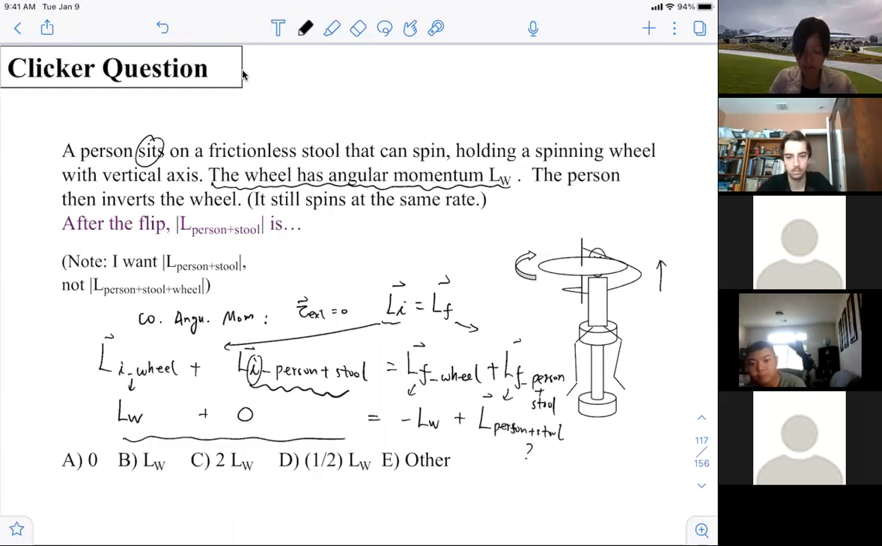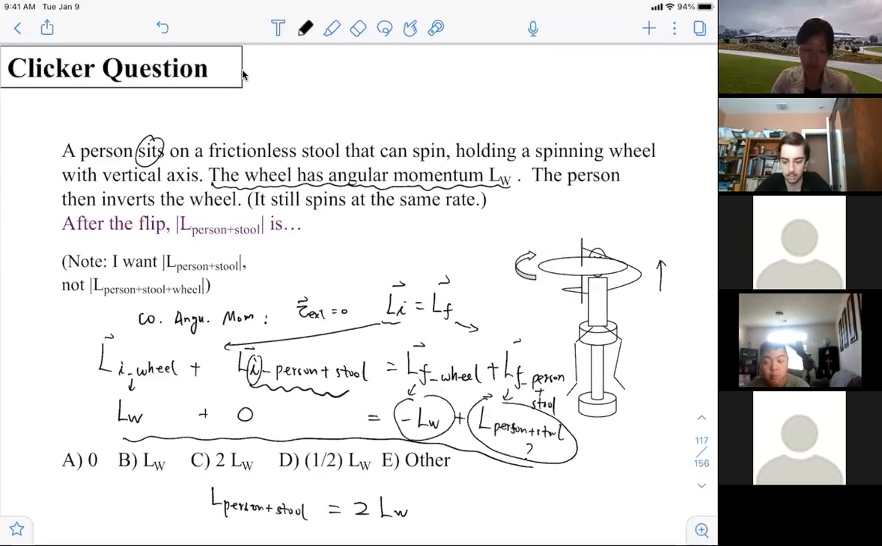So take a look at this equation. What does the L person have to be? L person plus stool is going to be 2LW. 2LW, very good. So that the total momentum of the system is simply LW upward. If you flip the wheel upside down, the person has to be 2LW so that these two add up to be still LW.